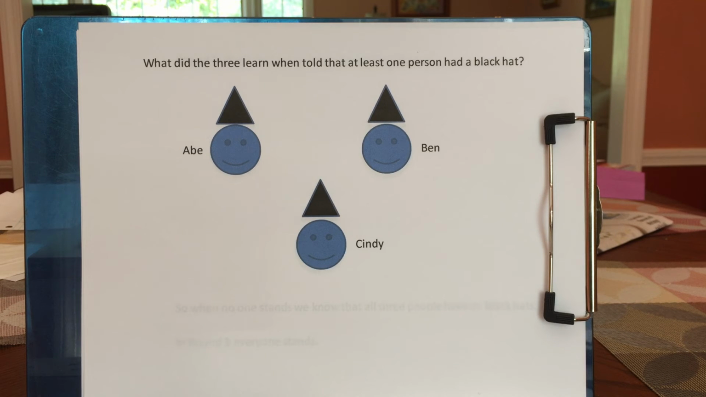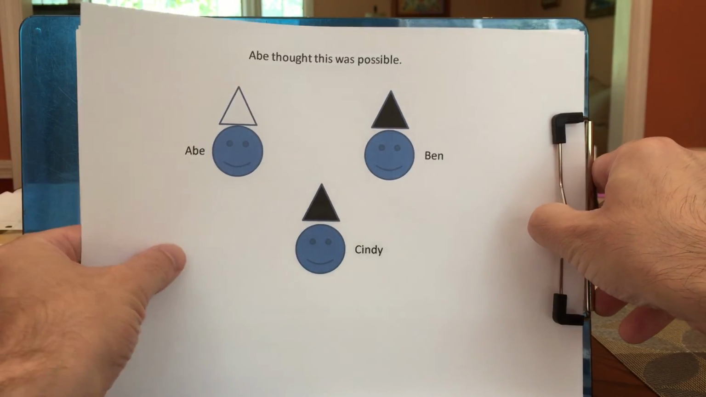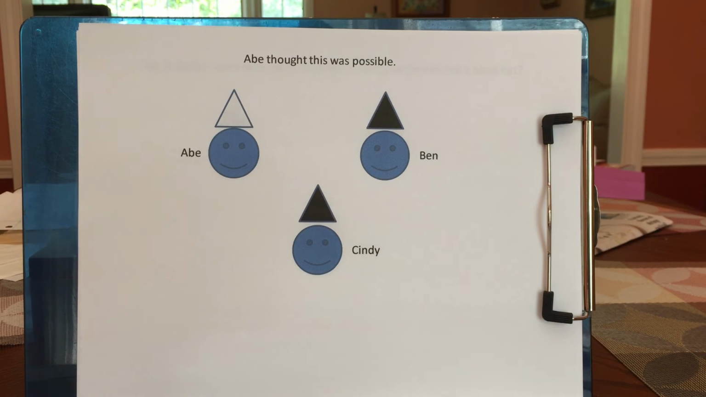So I'm claiming that before this man who said at least one of you wears a black hat spoke, it wasn't common knowledge among the three of them that at least one person had on a black hat. So let's see why. And I've now given the people names to make it easier to keep track of. This is the true state of the world, okay? But Abe, before the man spoke, would say, well, this is possible, right? Abe's saying, well, I don't know. I know that Ben and Cindy have on black hats, but I don't know if I have one. So Abe would say, this is possible, right? From Abe's vantage point, Abe would say, this is a possible state of the world.